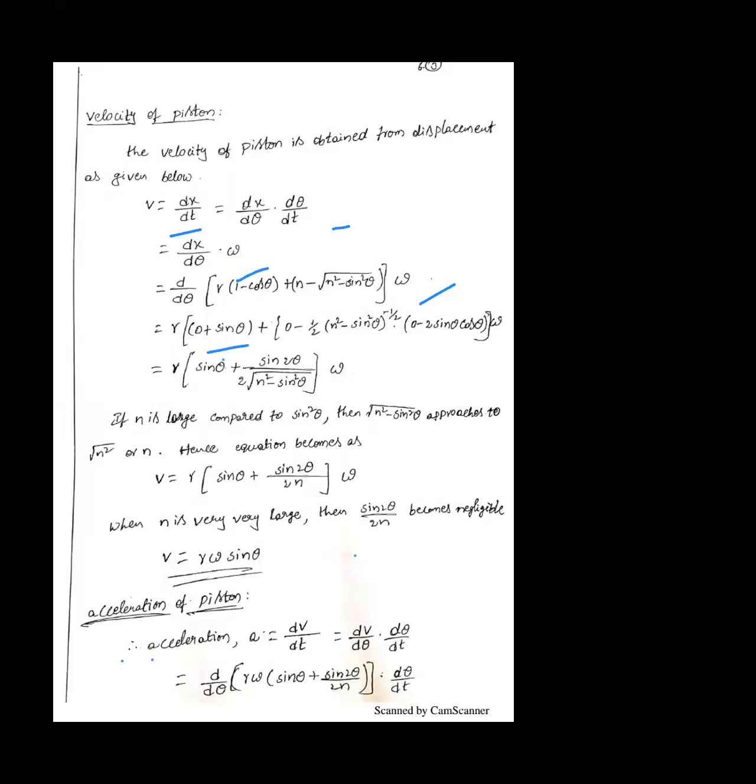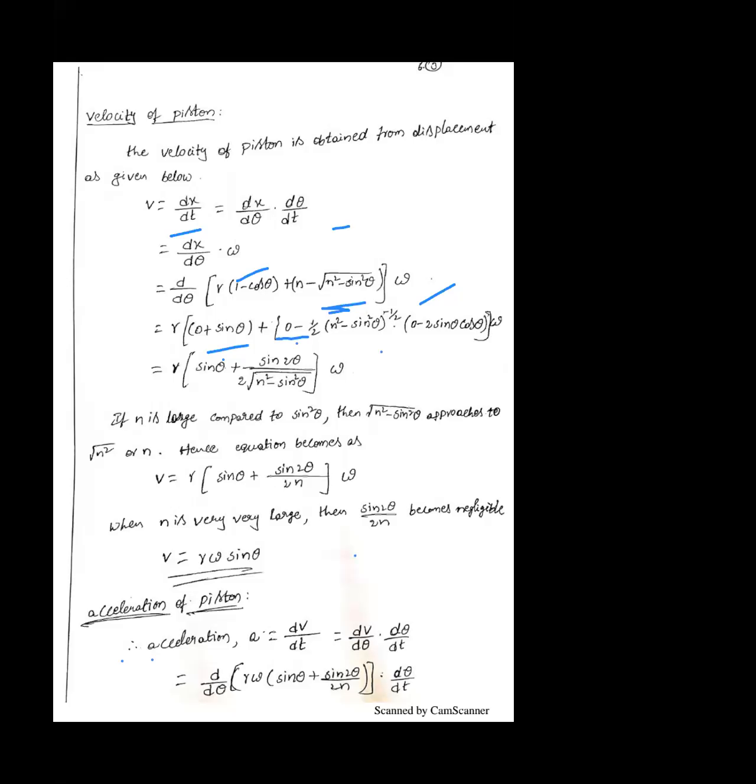Now we differentiate this term: n minus square root of n square minus sin square theta. The n is again a constant, so its differentiation is 0. The square root of n square minus sin square theta is also written as (n square minus sin square theta) whole power 1 by 2. When it is of the form x power n, what is the formula? The differentiation of x power n is n into x power n minus 1.